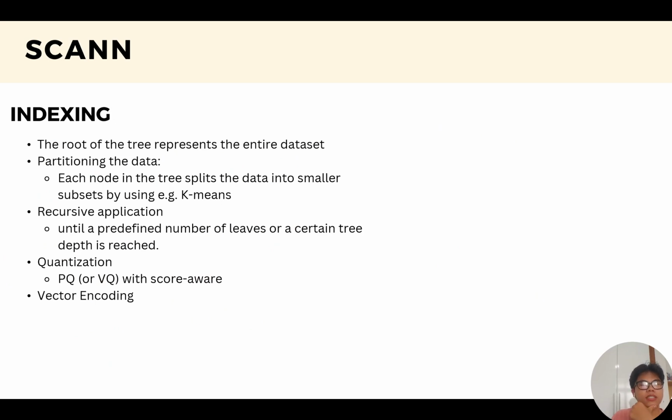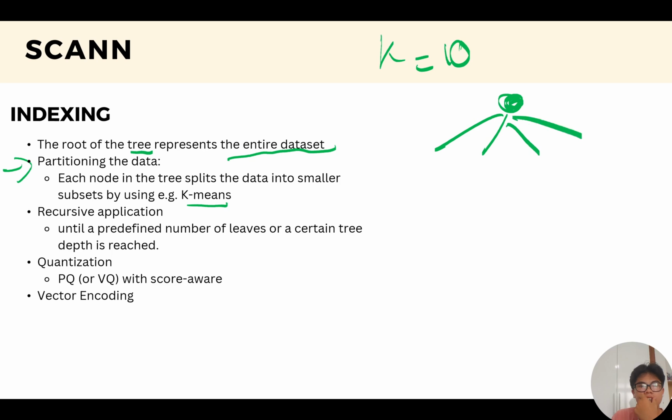So in the indexing process, ScaNN uses three data structures. The root will represent the entire data set. Next step is partitioning the data. Each node in the tree splits data into smaller subsets by using k-means, which means we have the root, we apply k-means, for example k equal to 10, so we have 10 leaves. We repeat it until a predefined number of leaves or a certain tree depth is reached.